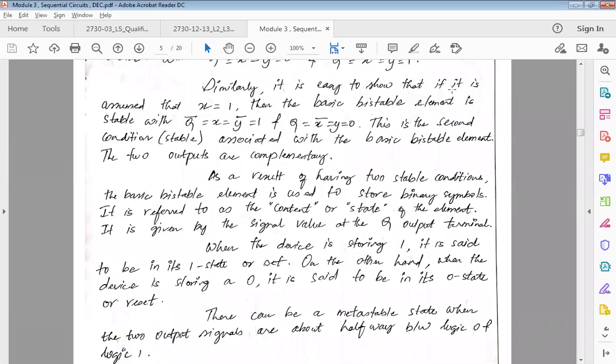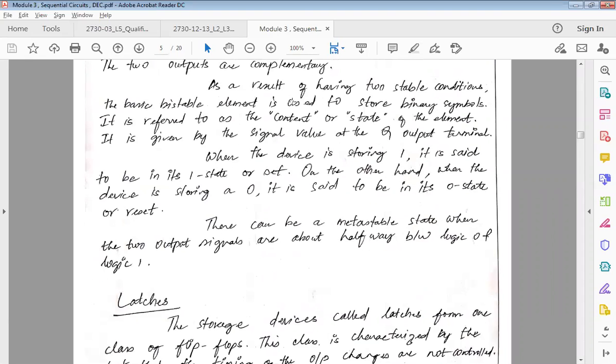Similarly, it is easy to show that if it is assumed that x is equal to 1, the reverse happens. As a result, there are two stable conditions. So what are these two stable conditions? 0 and 1. So it is called your basic bistable element. This is used to store values, or the state of the element. It is given by the signal value at the Q output terminal.